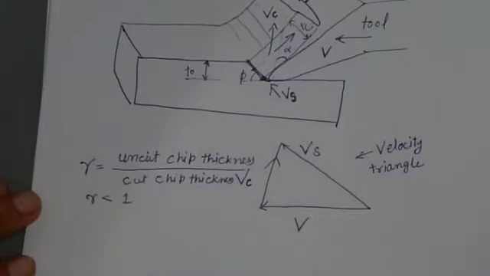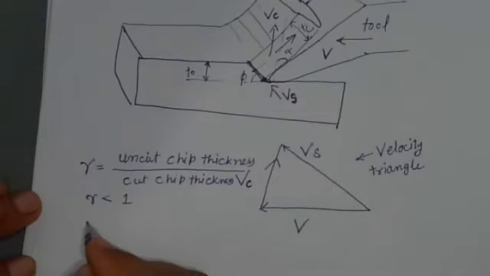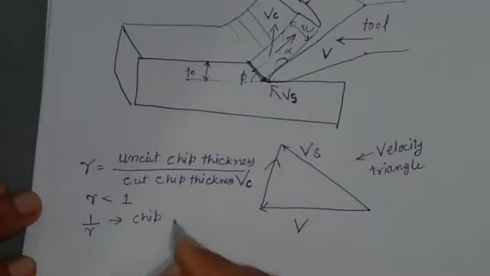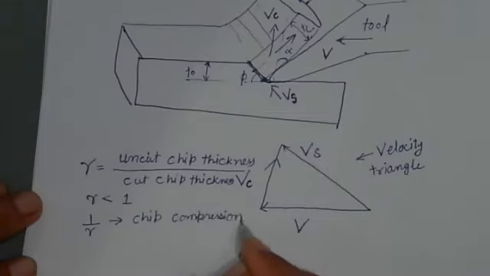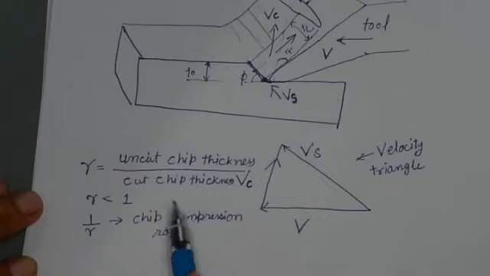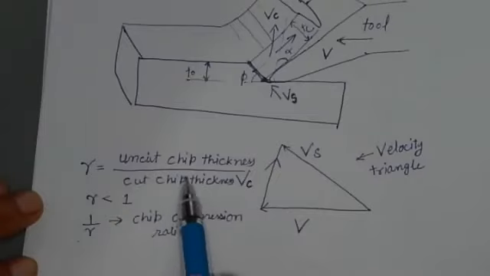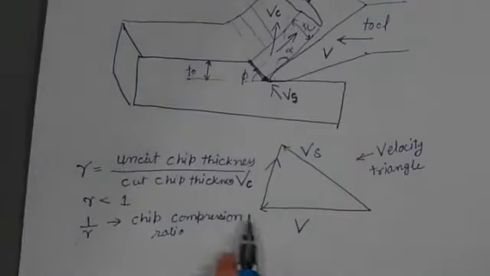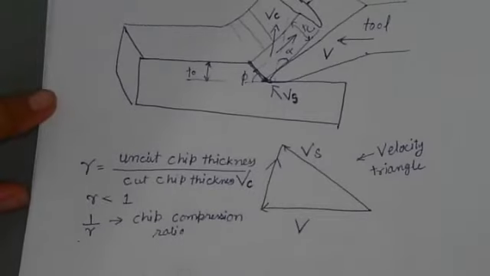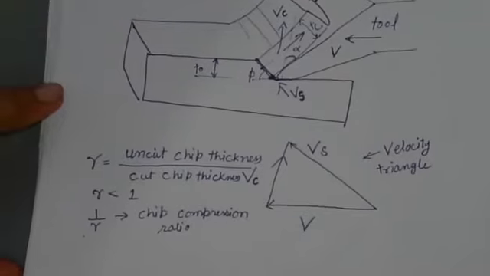The opposite of R is called the chip compression ratio. 1 by R is called the chip compression ratio, and it actually says how many times the strain has taken place in the chip. It is nothing but the ratio of cut chip thickness over uncut chip thickness. So it actually means how many times the thickness of the cut chip has increased compared to the uncut chip thickness. Both of these terms are used whenever we discuss chips.